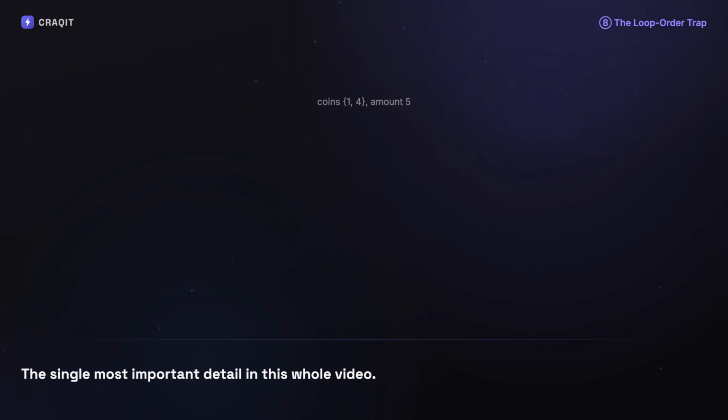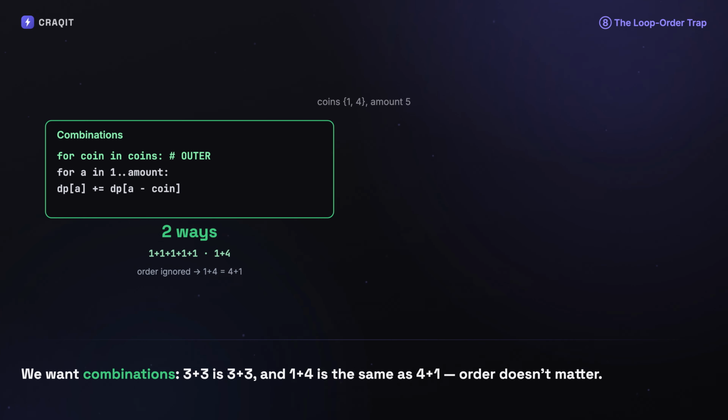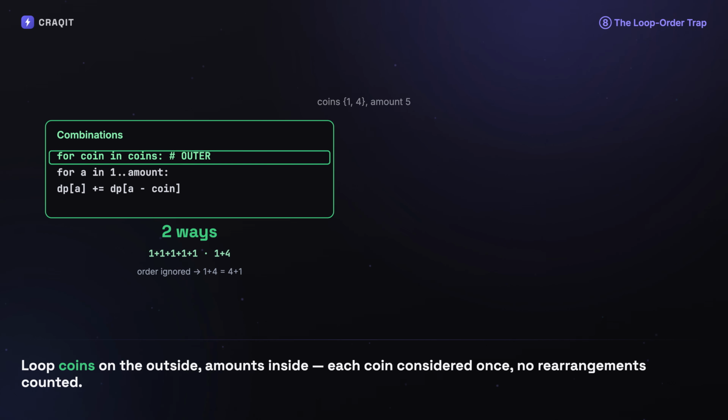Here is that subtlety, the single most important detail in this whole video. In coin change 2, we want combinations. 3 plus 1 is the same as 1 plus 3, and 1 plus 4 is the same as 4 plus 1. Order does not matter. To count combinations, you loop over the coins on the outside and the amounts on the inside. That way, each coin is considered once, in a fixed order, and you never count the same set, rearranged.